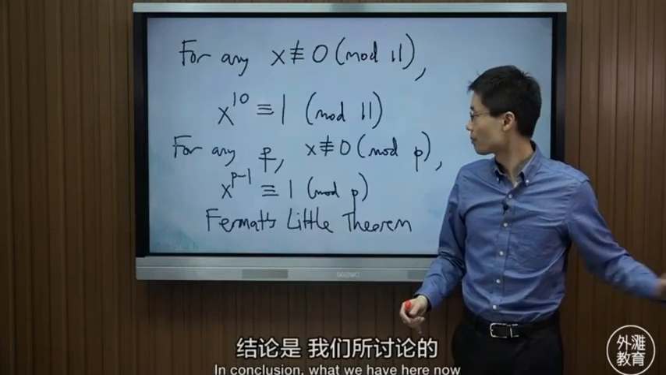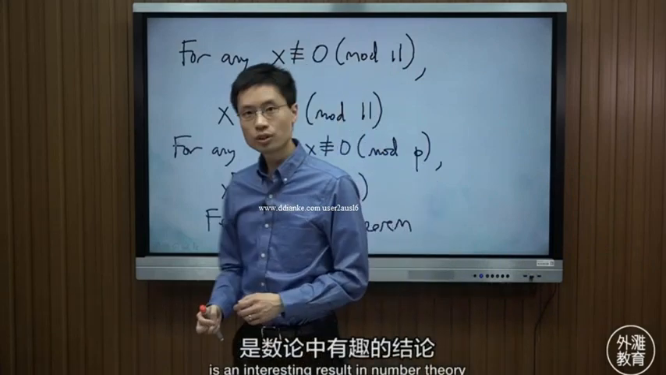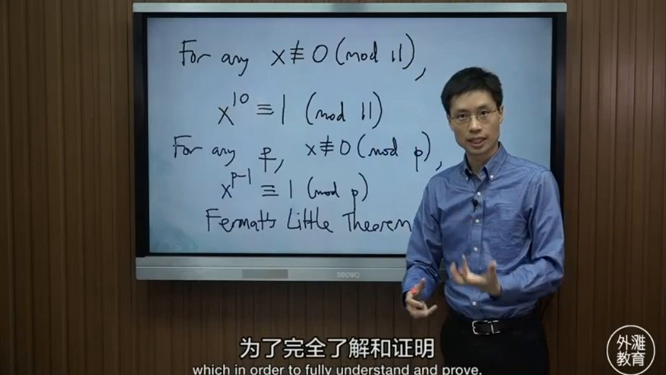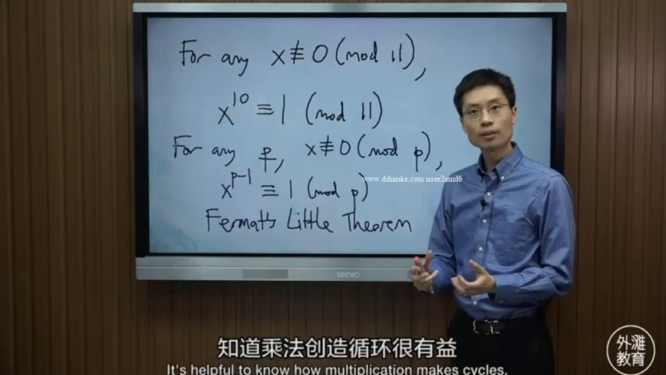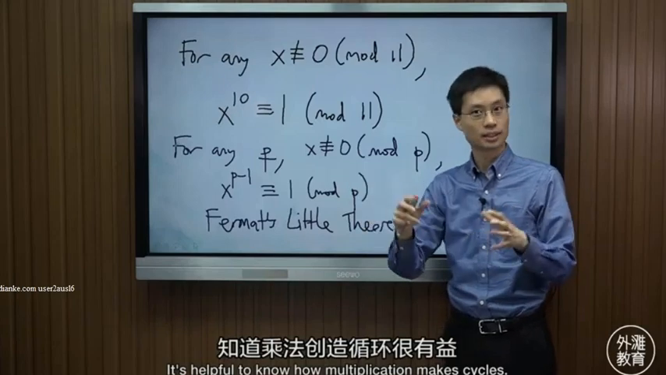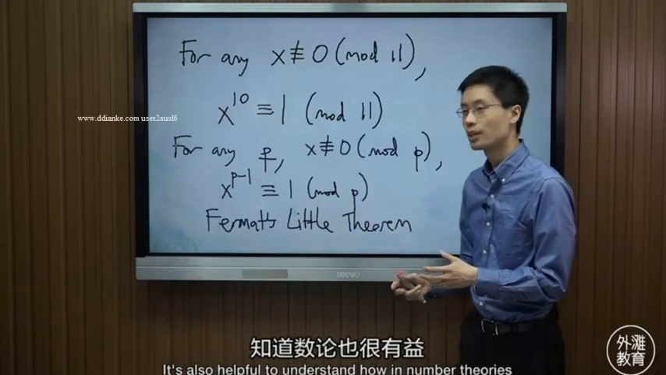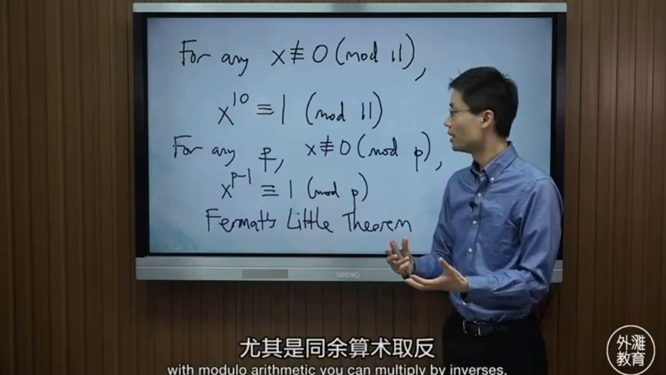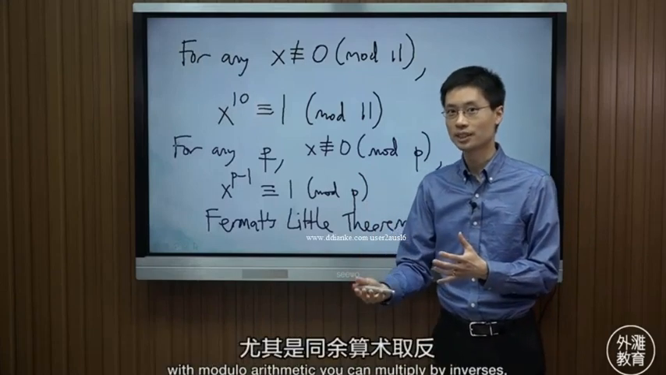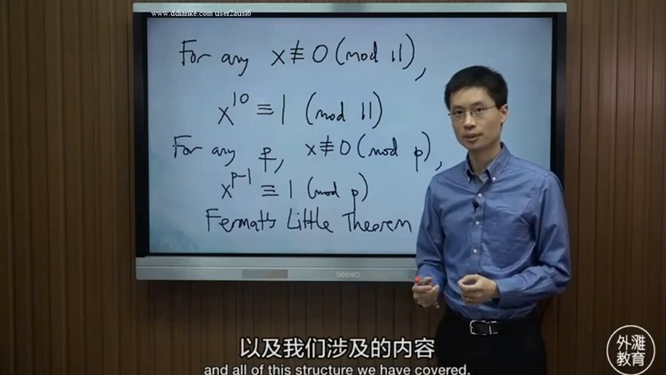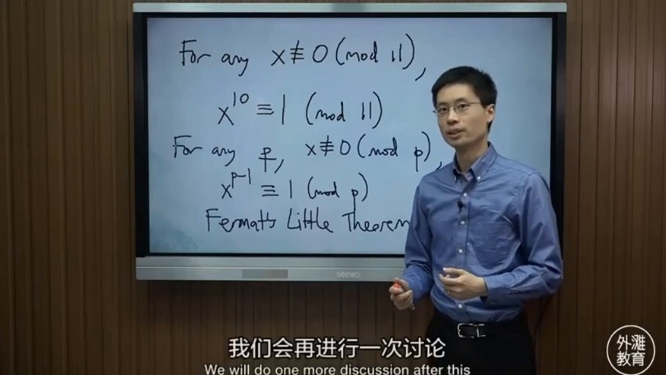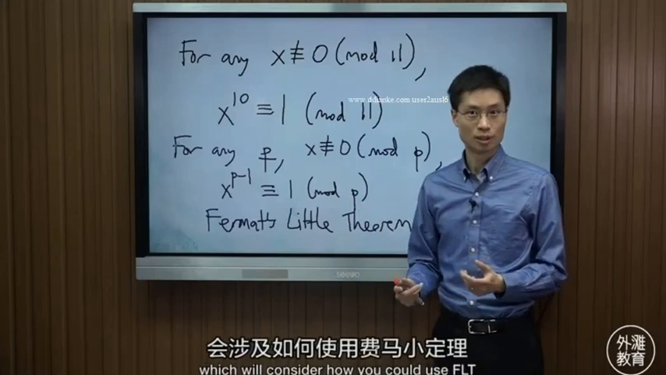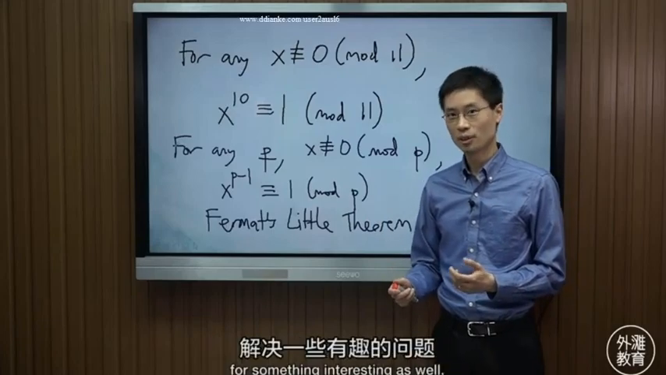In conclusion, what we have here now is an interesting result in number theory, which, in order to fully understand and prove, it's helpful to know how the multiplication makes cycles. It's also helpful to understand how, in number theory with modular arithmetic, you can multiply by inverses, and all of this structure that we have covered. We'll do one more discussion after this, which will consider how you could use Fermat's little theorem for something interesting as well.